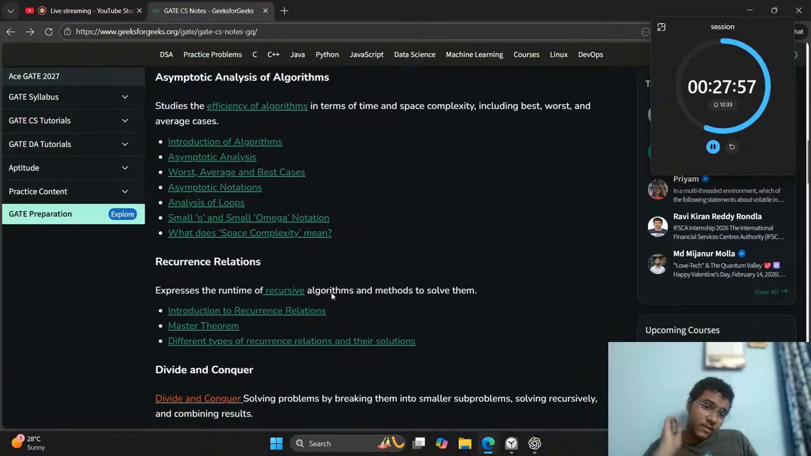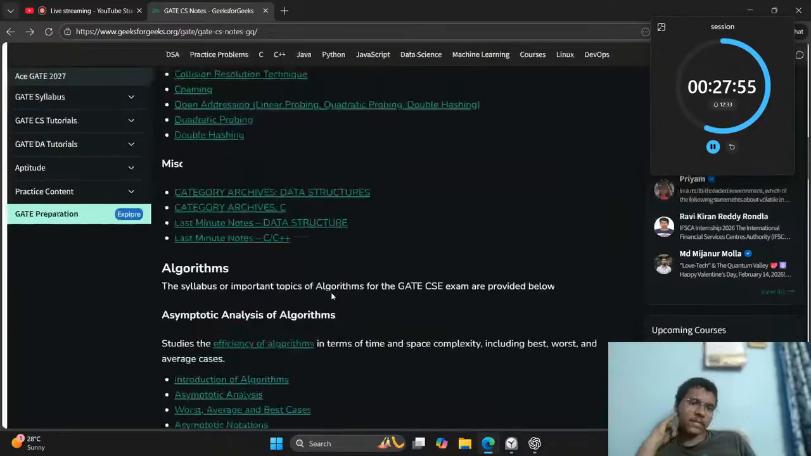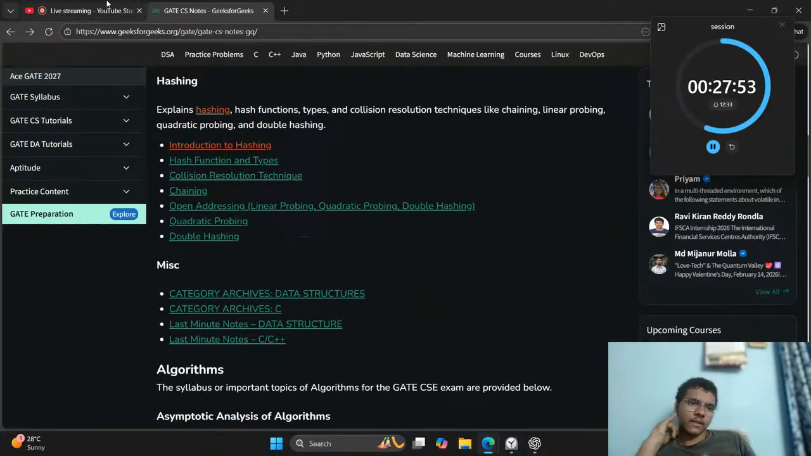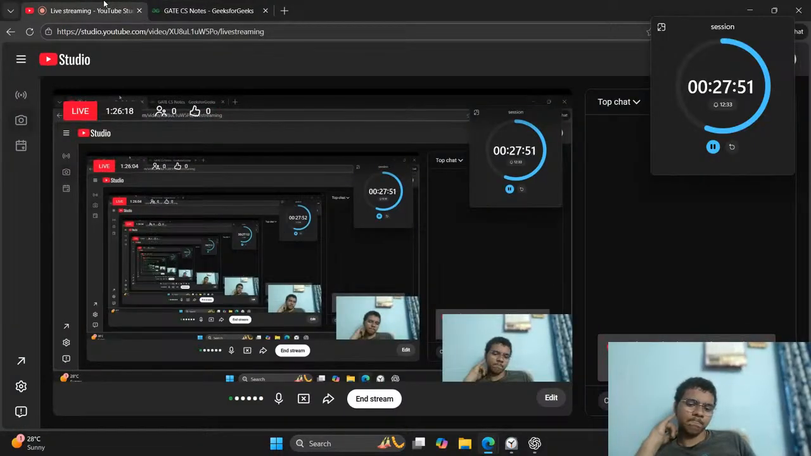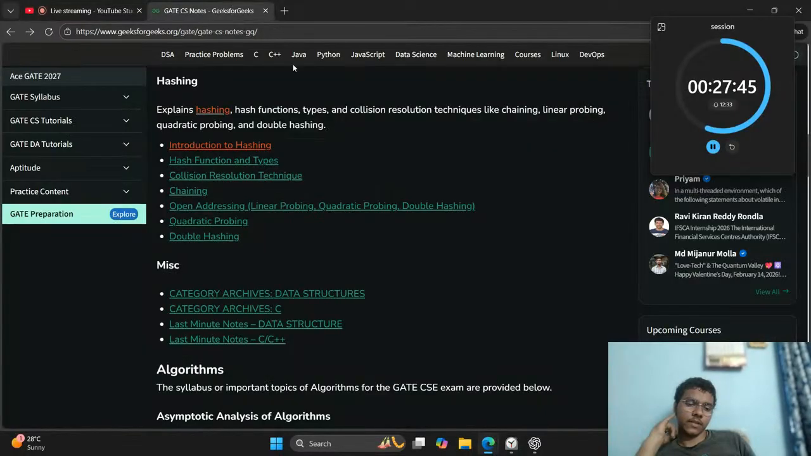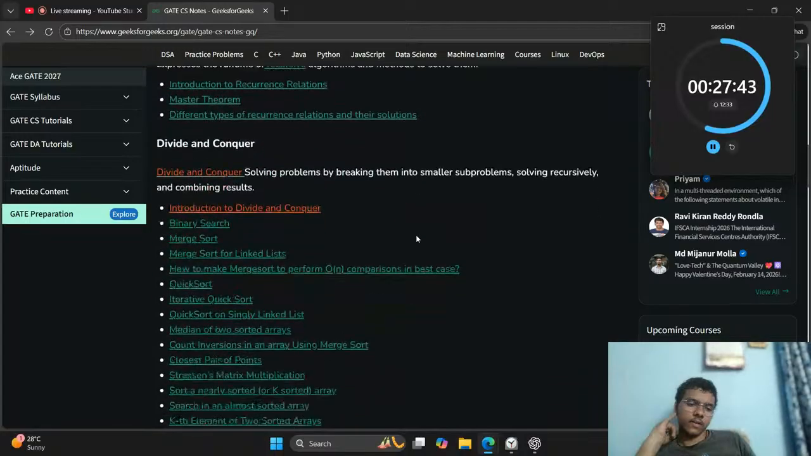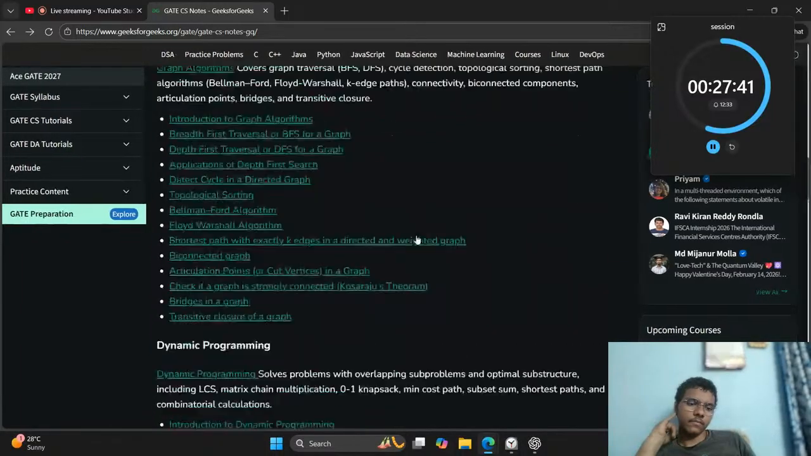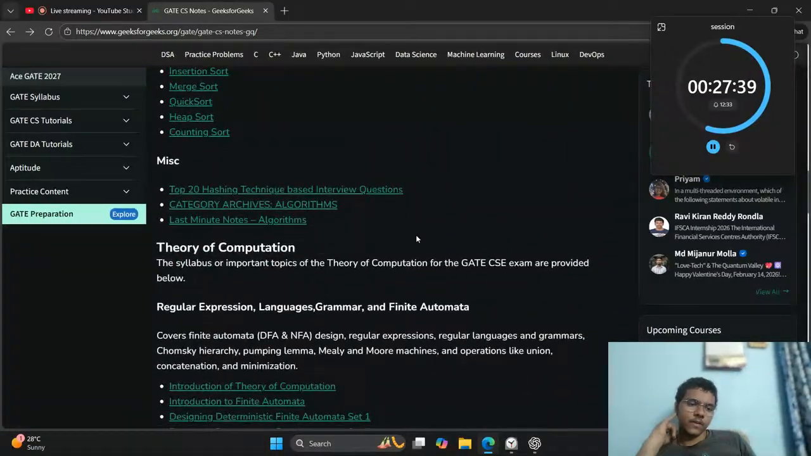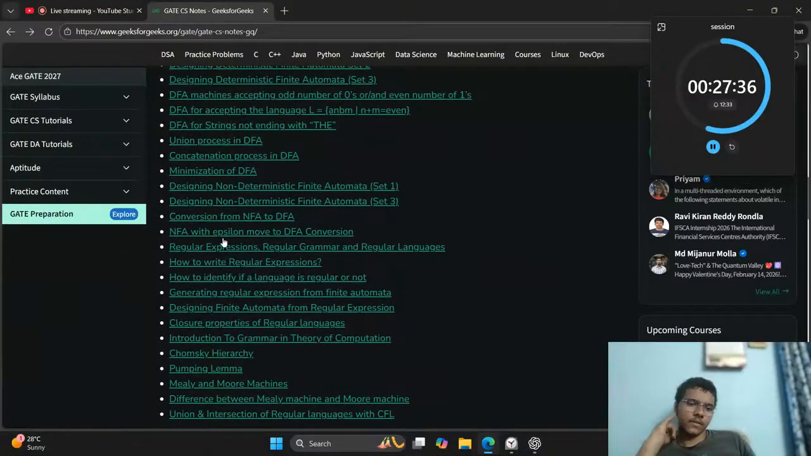Nice. Asymptotic analysis. Hey, we completed data structures, people, and congratulations to myself on completing data structures. Now we will move towards algorithms. Yep, this is easy actually.